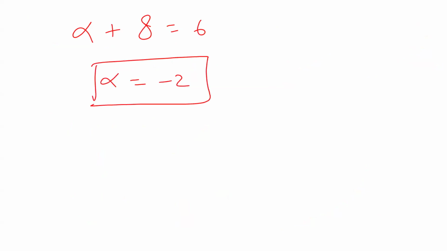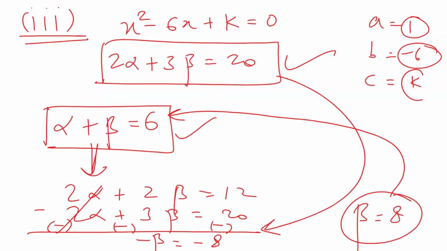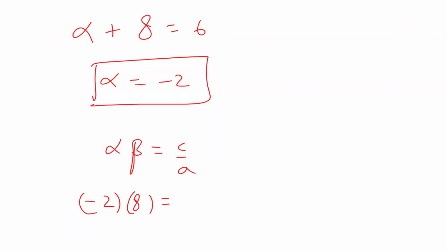So we got the value of alpha, we got the value of beta. But then we are supposed to find out the value of k. Now x square minus 6x plus k is equal to 0. You either put the value of alpha or the value of beta in place of x, because alpha and beta are the roots. Or you can also use the second condition, that is alpha into beta is c by a. Now alpha is minus 2, beta is 8, c by a, c is k upon 1, which is k. So k is equal to minus 16. Okay. Let's go to the fourth sub question.